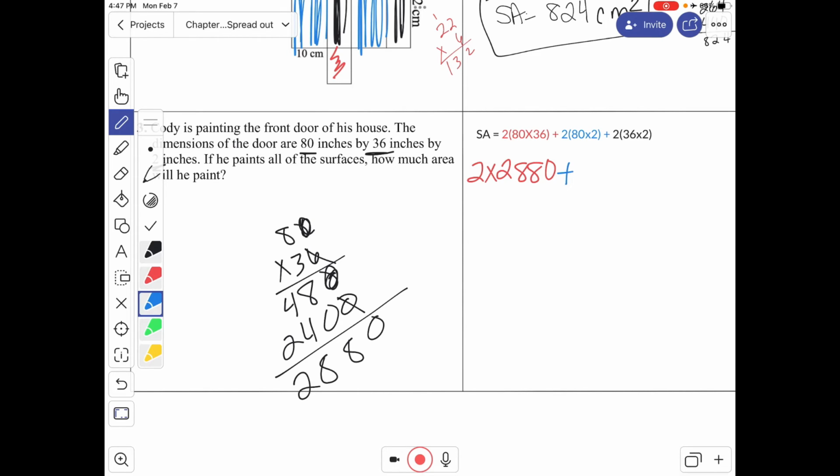And 80 times 2 is 160, plus 36 times 2 is 72. Now we've got to multiply them again. 2 times 2,880.